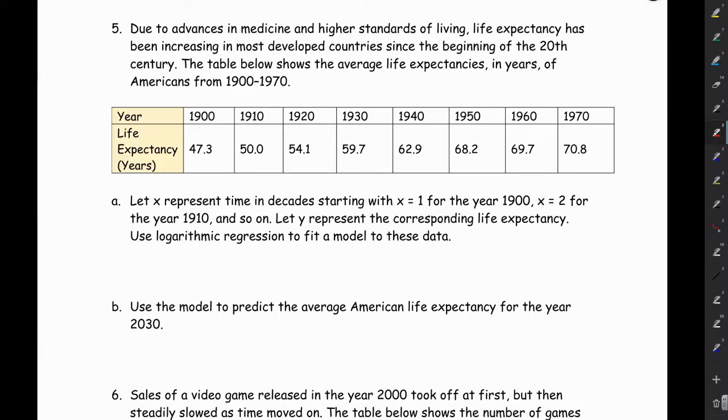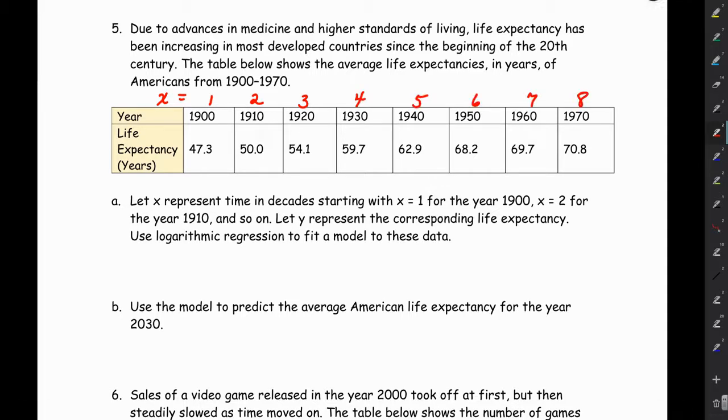All right, so we have our table of data here. And notice we have years. A lot of times when we have years, we don't put the year in for the x value. So it says right here, let x represent time in decades, starting with x equals 1 for 1900, x equals 2 for 1910, and so on. I'm going to make a note up here. So 1900 is x equals 1, 1910 then is x equals 2, 1920 is x equals 3, and so on.